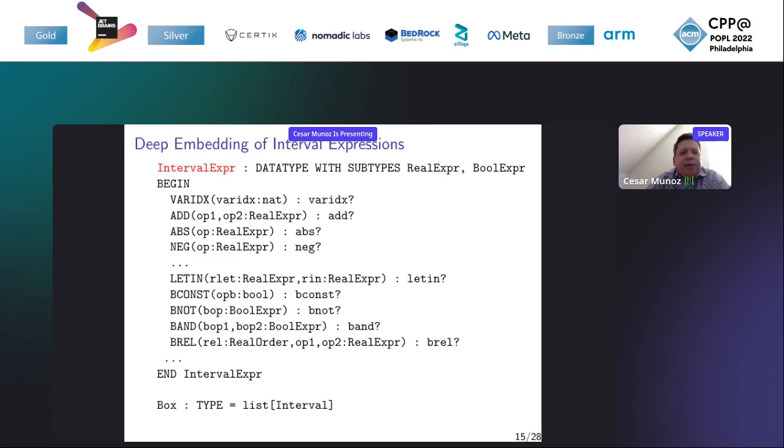So an interval expression can be a variable. It can have an addition, a subtraction, negation, absolute value, etc., and more complicated expressions. And then we also need a type for the environment. In this case, the variables that are the interval variables, the ones that you see in bar IDX, are going to be interpreted in a box, and a box is a list of intervals. So the variable 0, for example, is the 0 element of the list.